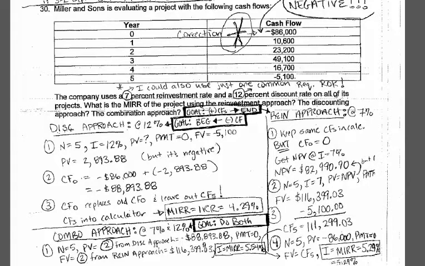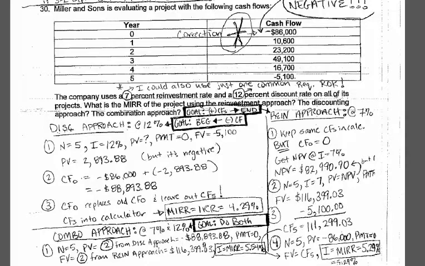Why? Because with the reinvestment approach, what we're trying to do is forget about that negative cash flow at 0 and start all over again. Look at just the cash flows that are up in the table. So forget about that negative 86,000, make it 0 for right now. And we want to push the other 4 positive cash flows, 10,600 plus 23,200 plus 49,100 and 16,700, all of those forward to year 5.